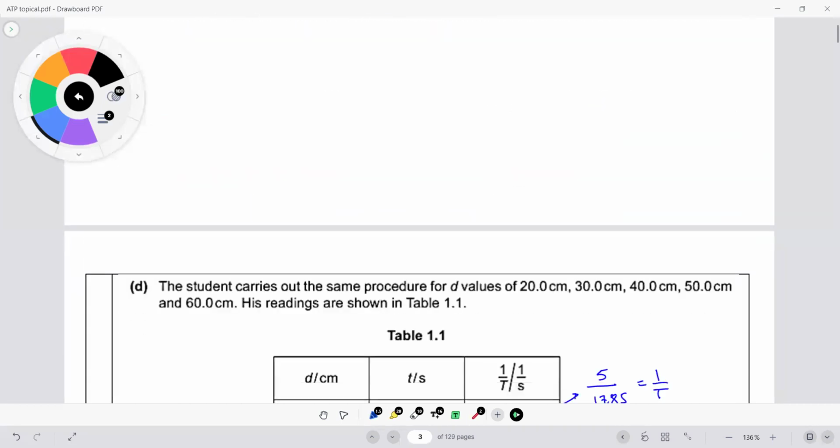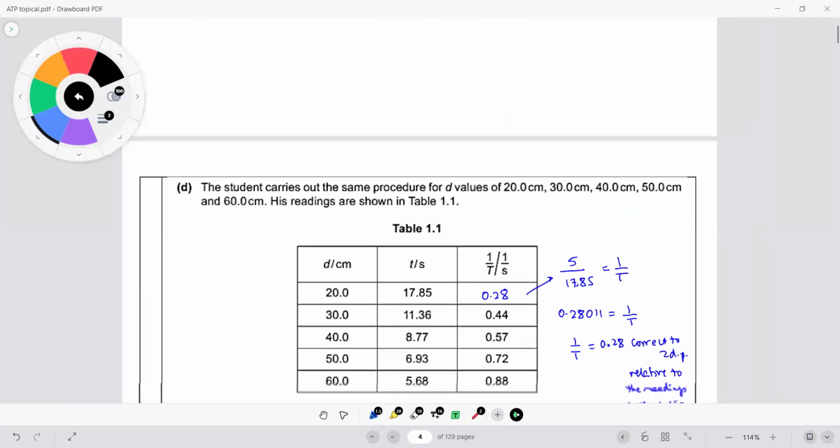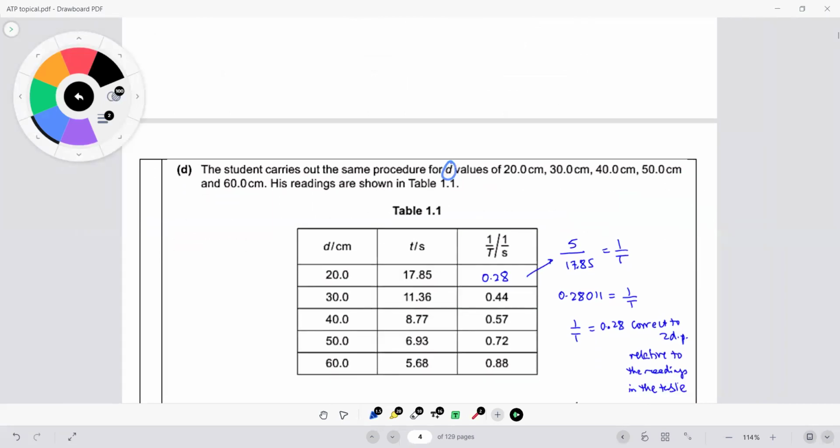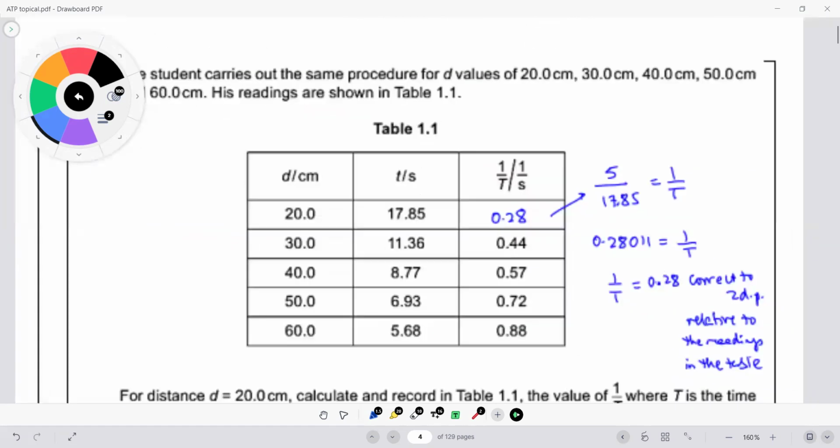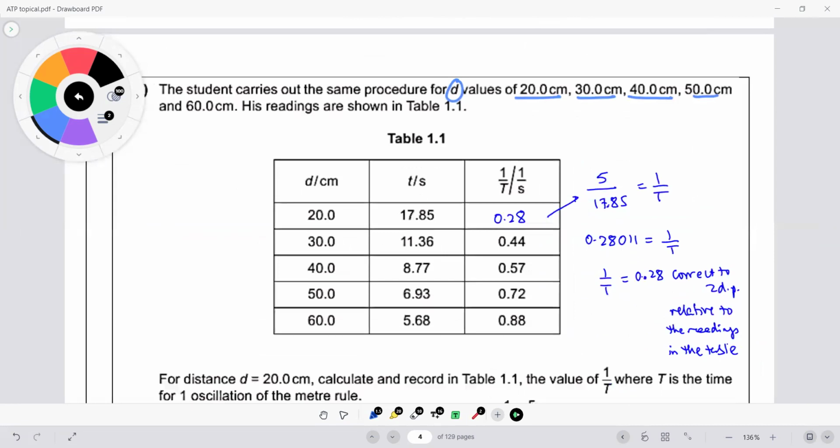Okay. Then it says the student carries out the same procedure for d values. d is distance: 20 centimeters, 30, 40, 50, and 60. His readings are shown in the table. Now you need to understand, this is a very technical question. You need to understand that this is distance and this t is the time of oscillation. For 5 oscillations for a meter rule, at 20 centimeters, the distance between the threads is 20 centimeters, the time taken for 5 oscillations is 17.85 seconds.